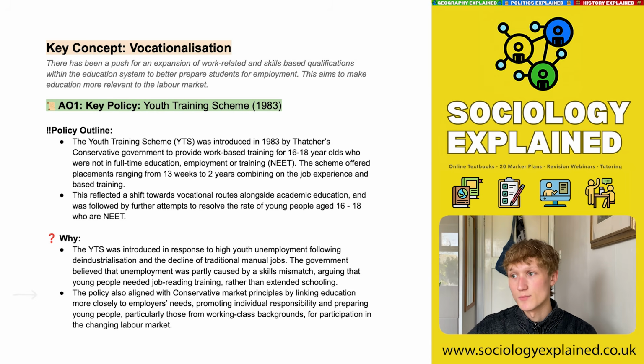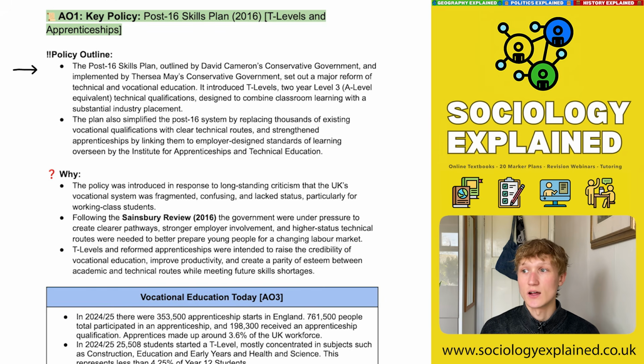the needs of businesses. You then also have the post-16 skills plan, which was introduced in 2016, which was introduced by David Cameron's government and then implemented by Theresa May's government. And this introduced T-levels, which were kind of 3-year level 3, so the equivalent of A-level qualifications, designed to kind of combine traditional kind of classroom learning with vocational industry placement learning. And this would give people very technical training for specific career paths.